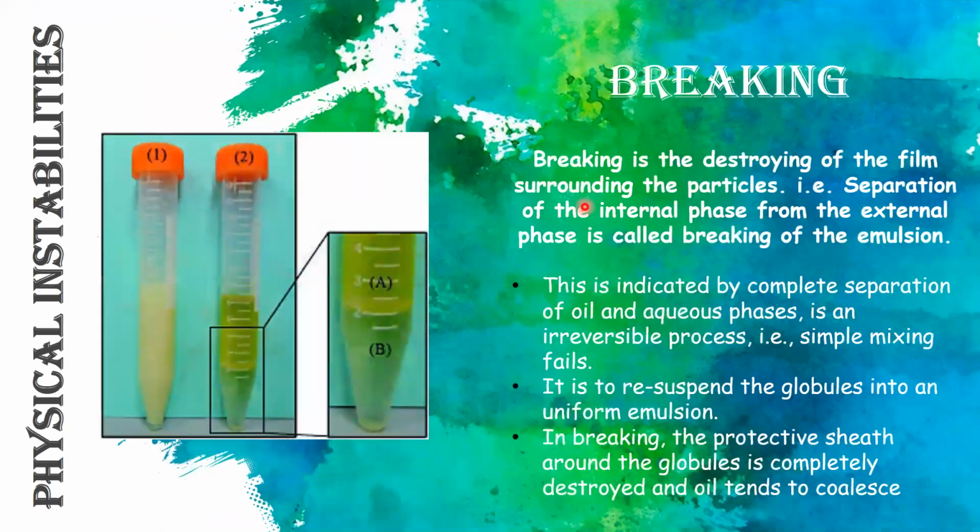What is breaking? Breaking is the destroying of the film surrounding the particles, that is, separation of the internal phase and the external phase by the breaking of the emulsion. So it simply indicates that the oil is separated and the aqueous phase is separated, and it is an irreversible process. If we mix them together, it will fail. It cannot be redispersed. In breaking, the protective sheet around the globules is destroyed, and the oil tends to coalesce. You can see this is a pure emulsion, and in this you can see that the oil phase is separated and the aqueous phase is also separated.